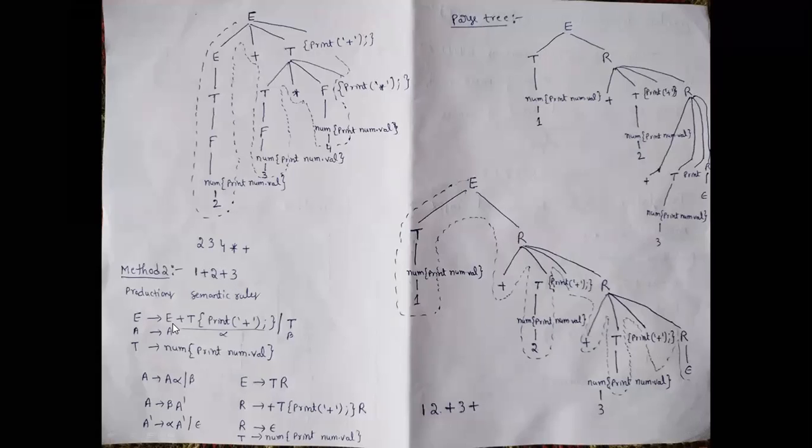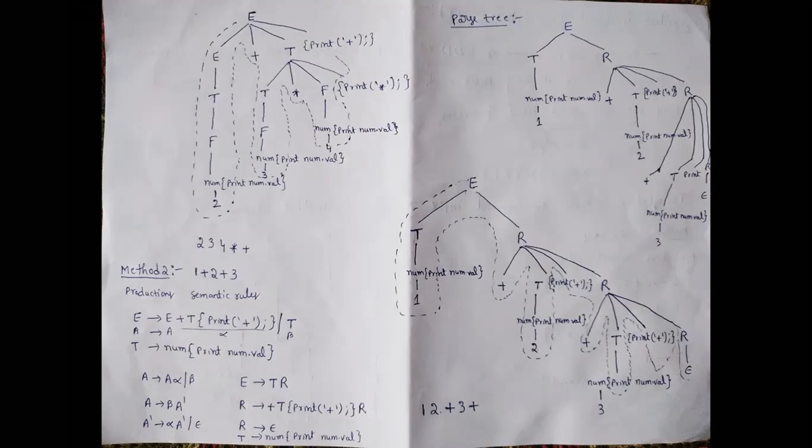So the given production is E produces E plus T with the semantic action print plus, or T. So E produces T also. E produces E plus T, print plus. This is the semantic action, and E produces T also. So this expression is in the form of A produces A alpha or beta. Okay, so here we have left recursion in our productions. So we have to eliminate that left recursion. So how do we eliminate the left recursion?